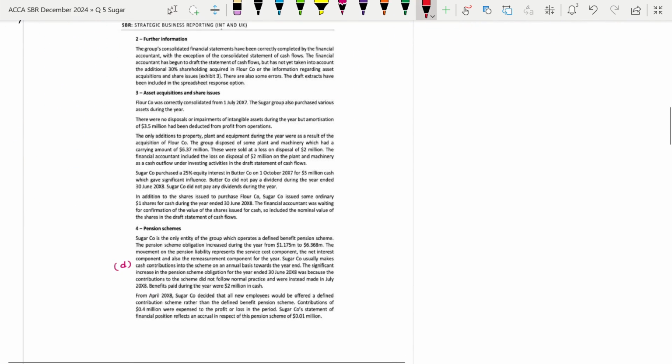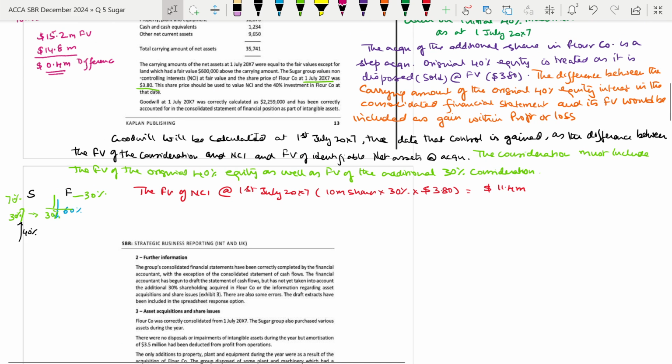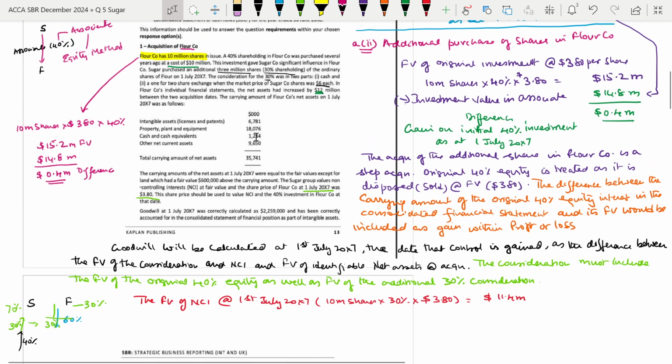Now, anything they are doing, just keep it in mind. They are paying by share exchange also. How much is the share exchange? 1 for 2 share exchange. They are giving the consideration for the 30% in two parts, cash and 1 for 2 shares. The market price of the share is 6 million. What is the value of the shares?